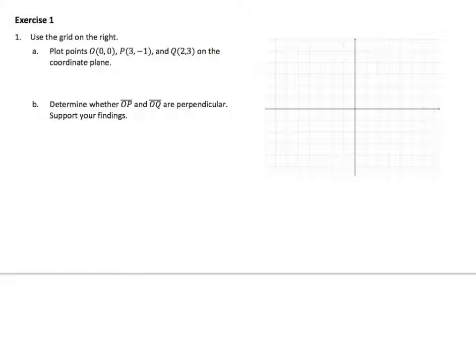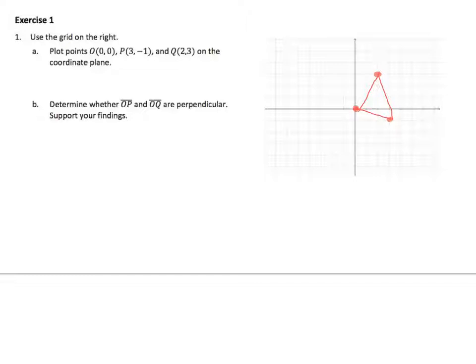Use the grid on the right, plot the points. I've got (0, 0), (3, -1), and (2, 3). There we go. That's beautiful. Determine whether OP and OQ are perpendicular.